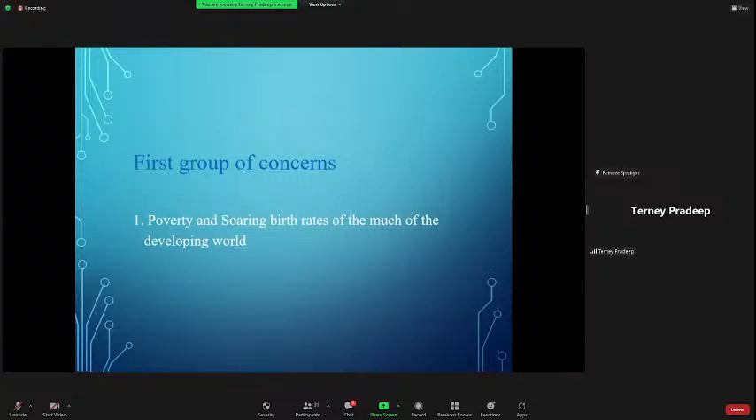First group of issues are poverty and soaring birth rates.